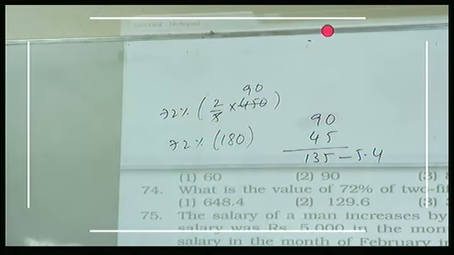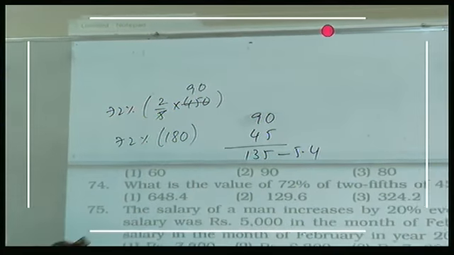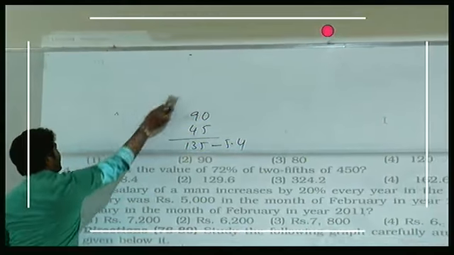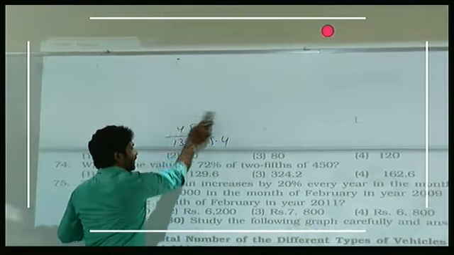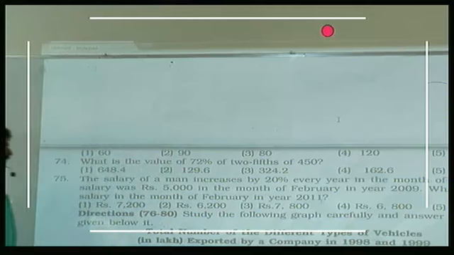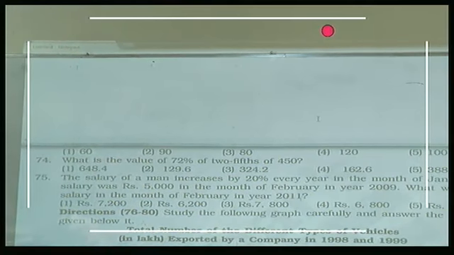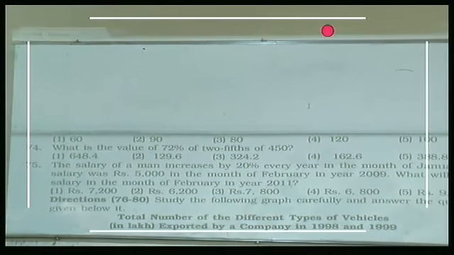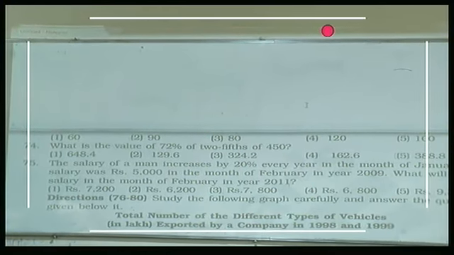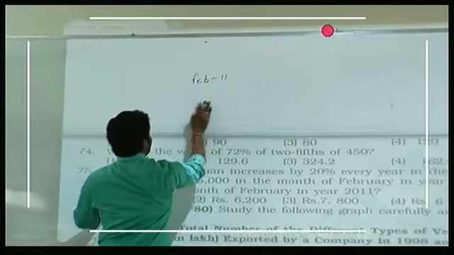Next 75. The salary of a man increases by 20% every year, in the month of January. His salary was 5,000 in the month of February in 2009. What will be his salary in the month of February in 2011? Salary increases every year in the month of January. Now, you are asked to calculate the February salary in 2011.